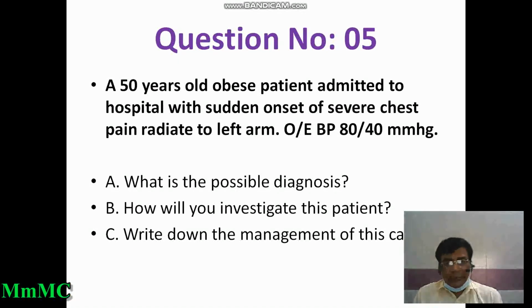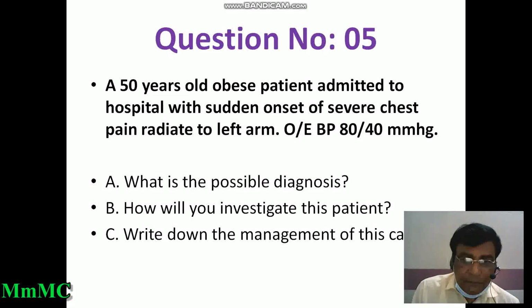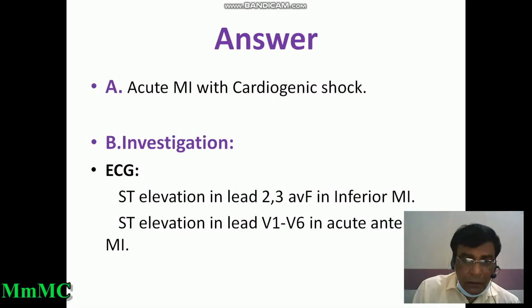Now the last question of CVS, that is a 50 years old obese patient admitted to hospital with sudden onset of severe chest pain radiating to left arm. BP was recorded 80 by 40 millimeter of mercury. What is the possible diagnosis? Possible diagnosis is acute MI with cardiogenic shock.